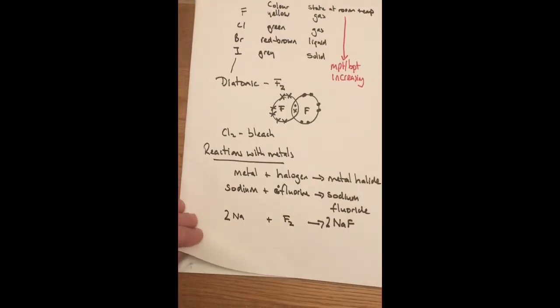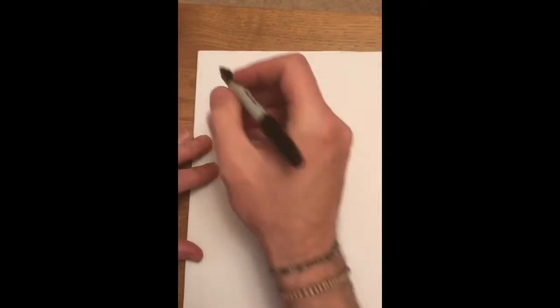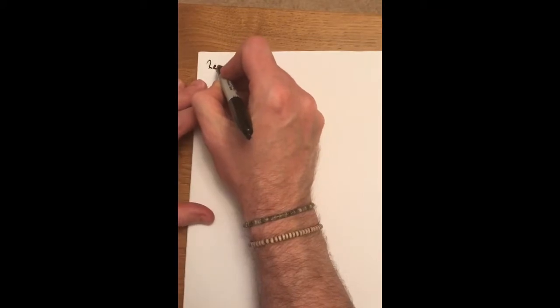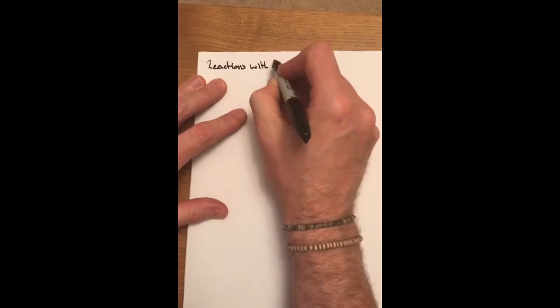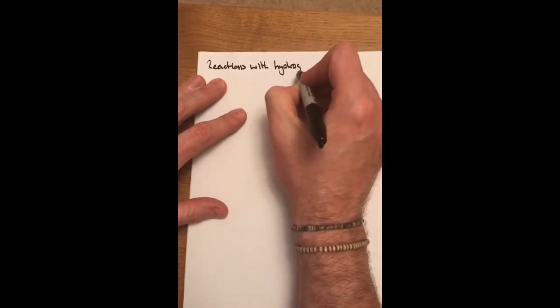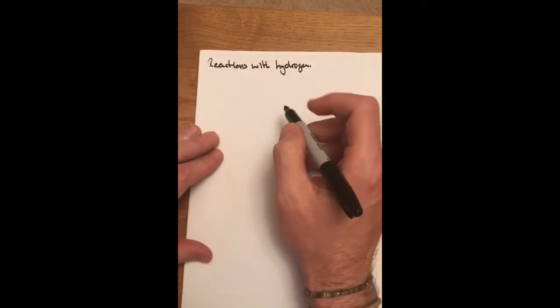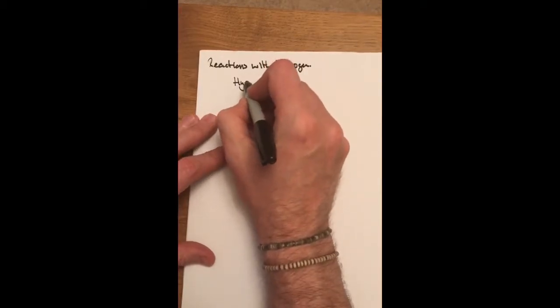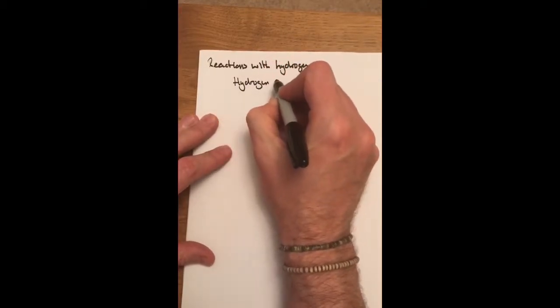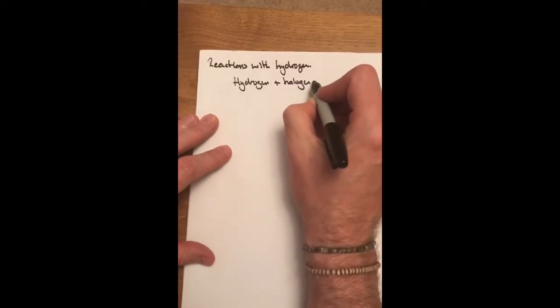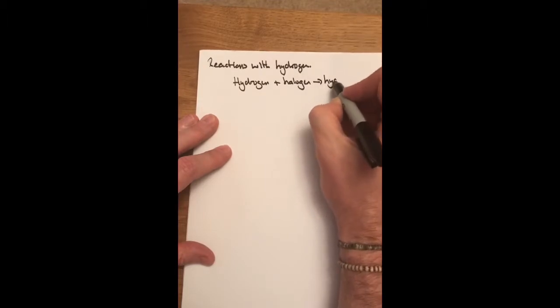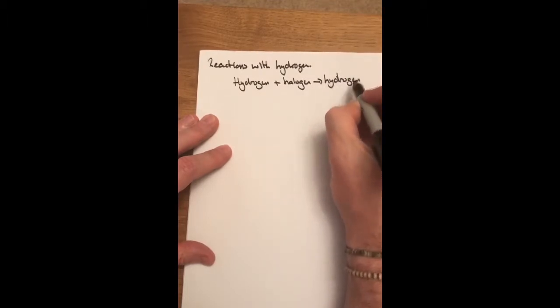Other reactions that we need to know, so let's just swap my sheet. Other reactions we need to know, we need to understand the reactions with hydrogen. So here we have got reactions with hydrogen. Okay, so we're going to react these with hydrogen. Let's do a general equation first. So we have got hydrogen plus the halogen, and it forms a hydrogen halide.